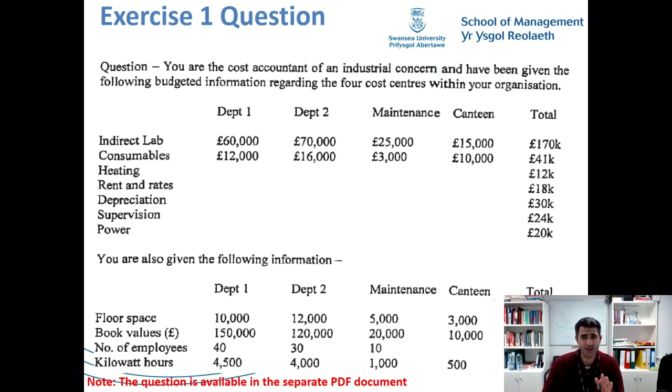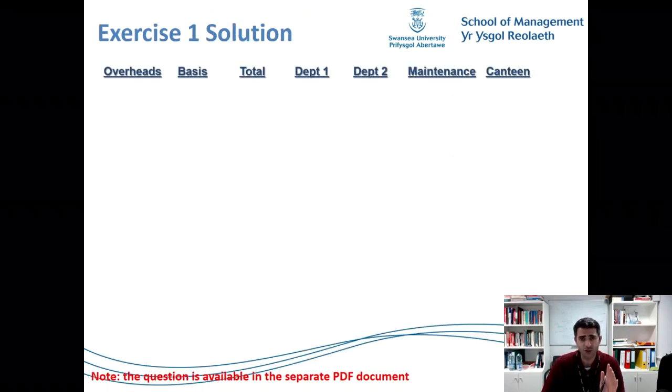When it comes to a question like this, my recommendation is to start like this. First of all, name the first column overheads, the second basis, and the third total. The first three columns are fixed in any question. After that, you list the production departments first and then the service departments. So far we have department 1, department 2, maintenance and canteen.